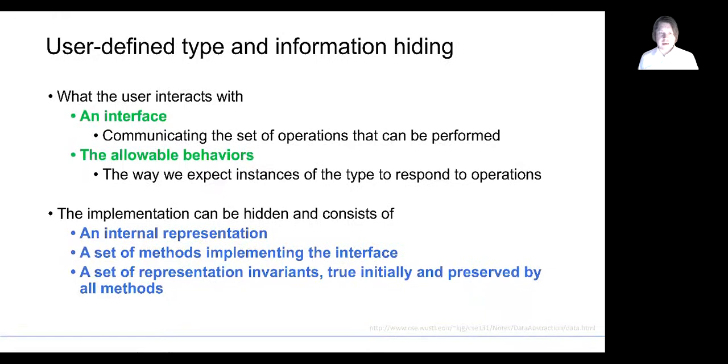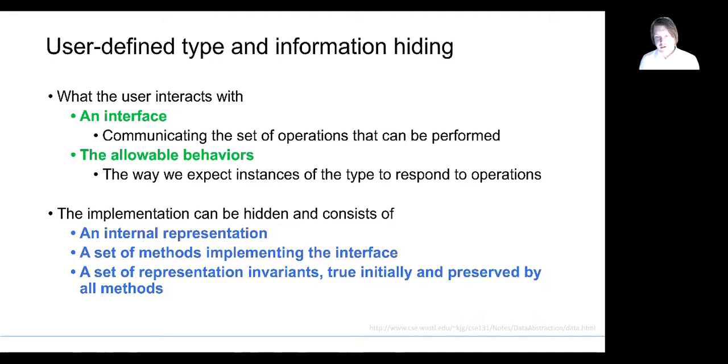Now getting back to programming languages, user-defined types and information hiding. How is this related? Well, in a similar manner, what a user interacts with respect to user-defined types is going to be an interface, which is going to communicate the set of operations that objects derived from that type blueprint can perform. This will be the allowable behaviors, the way we expect instances of the type to respond to different operations.